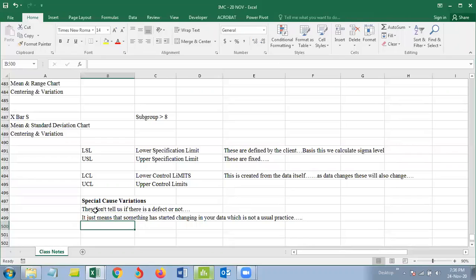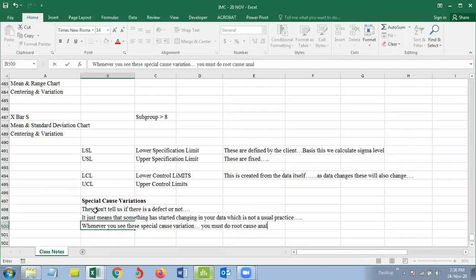The changes are so small that we do not even understand that the process has changed. You can't humanly track every single value, so control charts will never miss it. Whenever you have control charts, whenever you see red dots, these special cause variations, you must do root cause analysis. Why did that happen? You must do it. These can be good or bad.